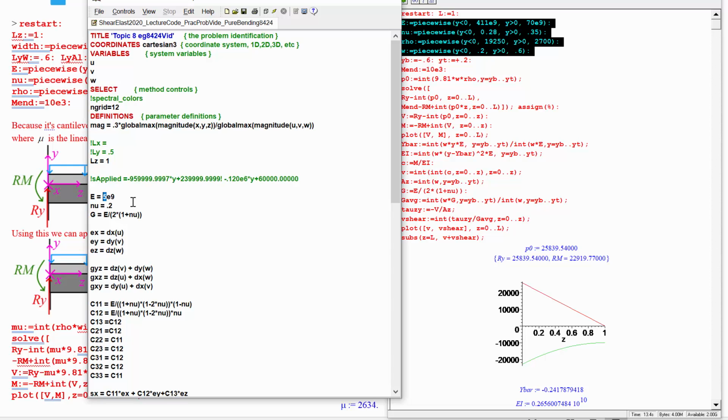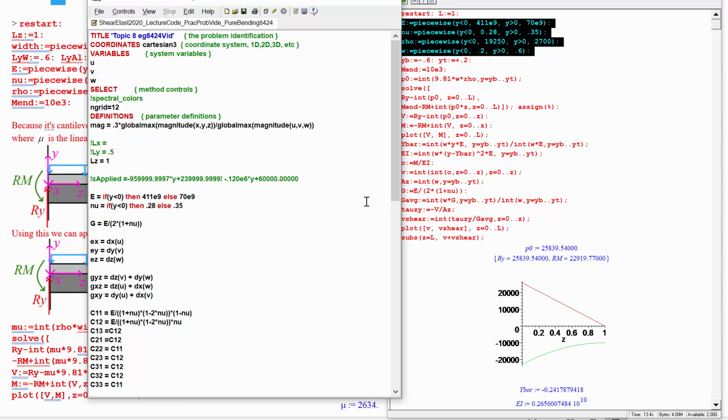What we'll say is that these parameters depend on y. So E is equal to, if y is less than 0, then 411 E9, else 70 E9. Nu is, if y is less than 0, then 0.28, else 0.35. And G is still equal to this. We'll need to put in rho. Rho is equal to, if y is less than 0, then 19250, else 2700.